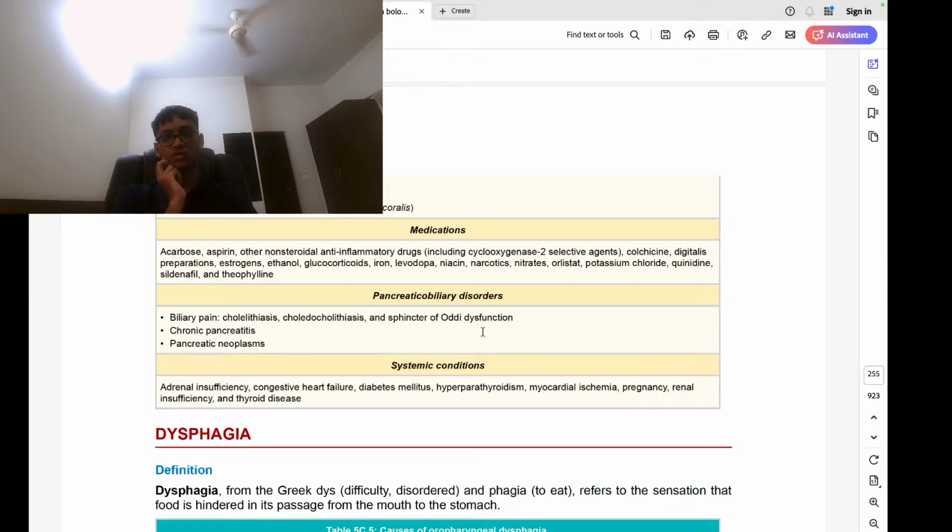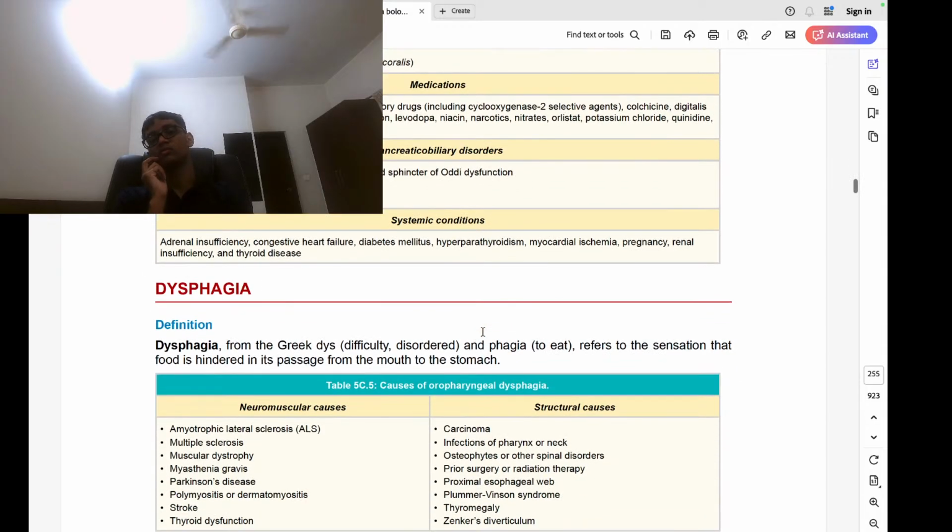Pancreaticobiliary disorders, you have biliary pain, cholestasis, cholelithiasis, sphincter of Oddi dysfunction, chronic pancreatitis, pancreatic neoplasms. Systemic conditions, you have adrenal insufficiency, congestive heart failure, diabetes mellitus, hyperparathyroidism, myocardial ischemia, pregnancy, renal insufficiency, and thyroid disease.